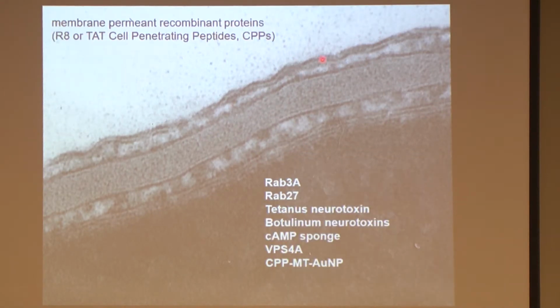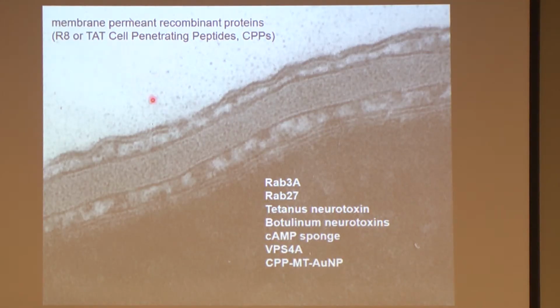Another strategy was to use cell-penetrating peptides, the CPPs. The cell-penetrating peptides are small peptides, about 8-10 amino acids, that when attached to a protein allow the protein to cross membranes in a way that is not well understood. So we have used this technique to introduce all these proteins.